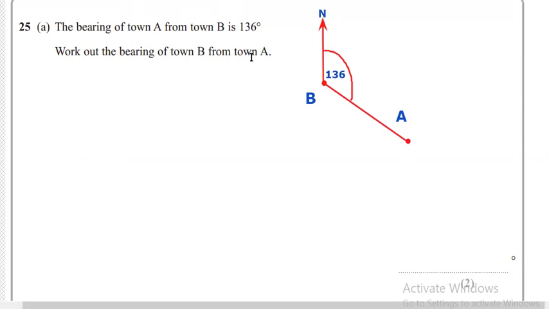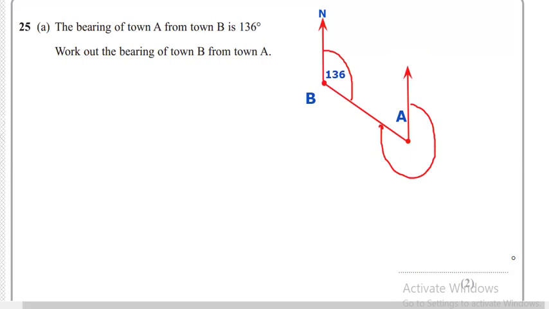Now, find the bearing of town B from town A. So they need the bearing here. So let's draw the north line here. As I said, I'm drawing just to explain the idea of the question. So they need the bearing from town A. This means that they need this angle over here that starts from here and goes over here like this. As we said, the bearing is always going clockwise. This means that they want this angle over here.